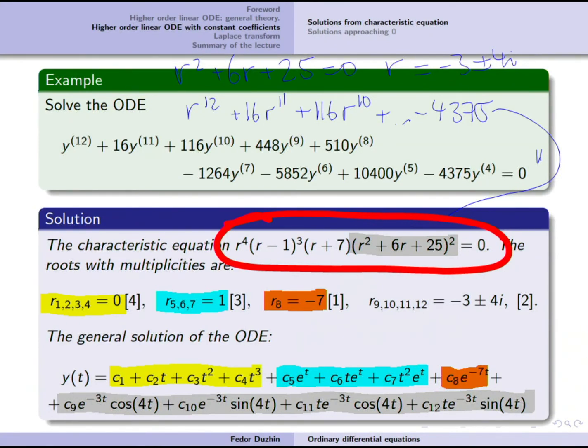So if instead of a square we had, I don't know, power 10, then we would produce 10 pairs, so 20 linearly independent solutions, but every next one is obtained from the previous one by multiplying by t. All right, I hope it makes sense.